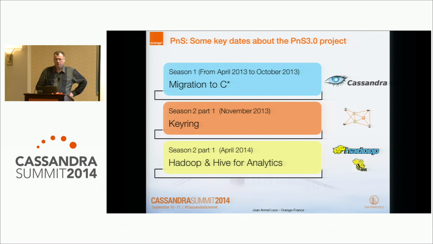A few key dates about our project PNS 3.0, and mainly about season 2. Season 1 was the migration of most of the features from relational database to Cassandra, and we did the migration of the simplest features. Season 2 was the less simple, the more complex. So there were two components. The first one is caring, and it's about the management of the identifiers of our customers. And the second one is for analytics, it is the installation of Hadoop Hive.